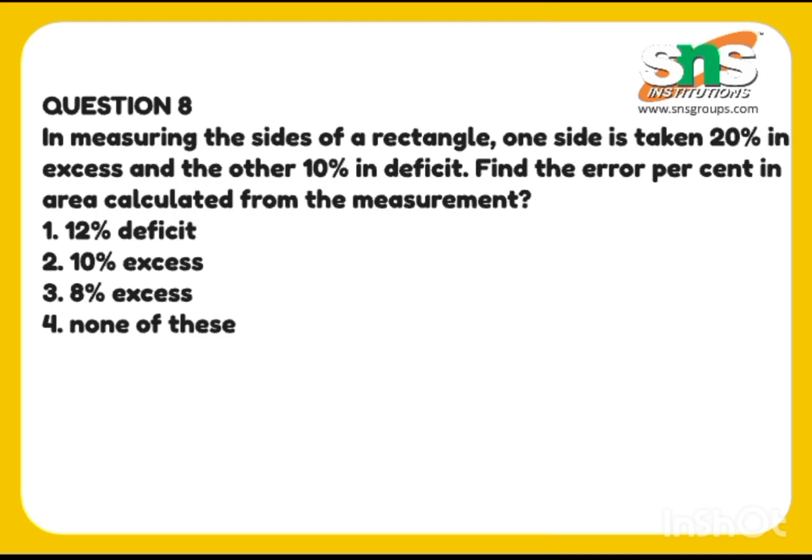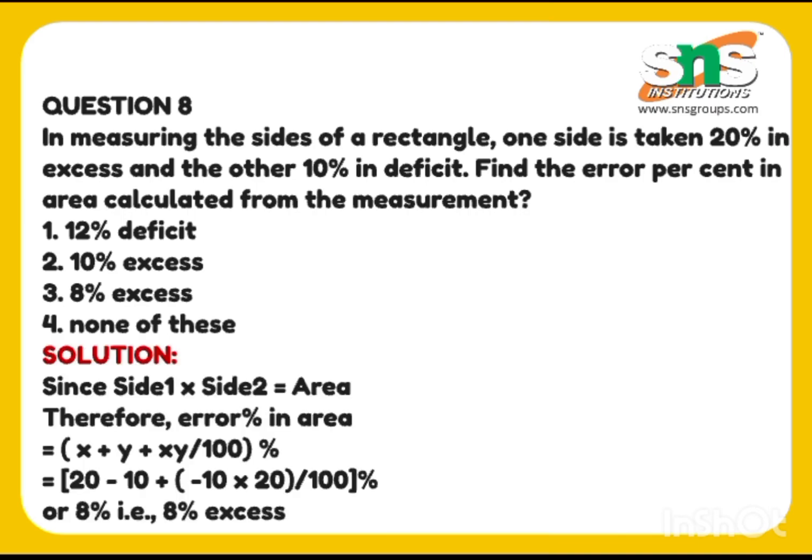Now the next question. In measuring the sides of a rectangle, one side is taken 20% in excess, the other 10% in deficit. Find the error percent in area calculated. Here, one is increasing, the other is decreasing. So accordingly, we should use the formula. Side into side is equal to area, for a rectangle it is nothing but L into B. Now the error percent is equal to x plus y plus xy by 100.